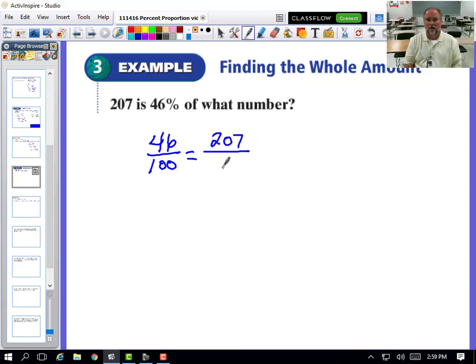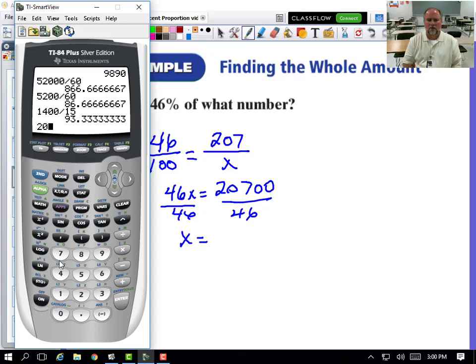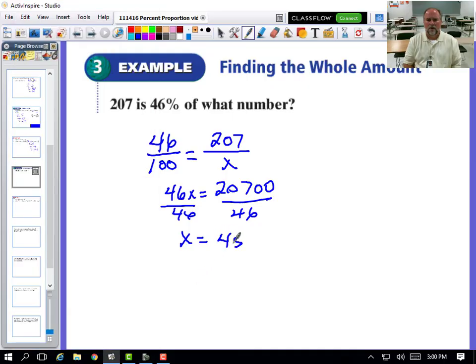So we put the 207 on top, put the x on bottom, we cross multiply, we end up with 46x is equal to, and then 207 times 100 is 20,700. Divide by 46, divide by 46, x is equal to, we go to our calculator here, we do 20,700 divided by 46, and we get 450. And again, I do not put a percent sign on it because I already have a percent in the problem.